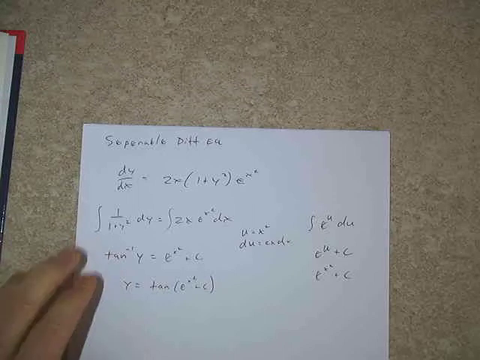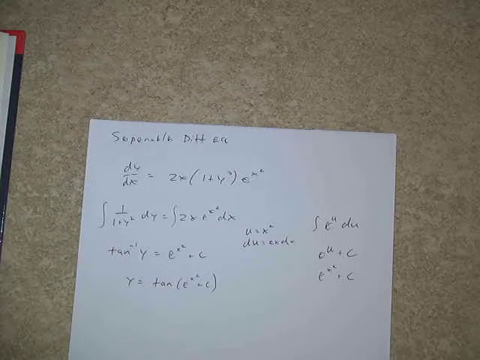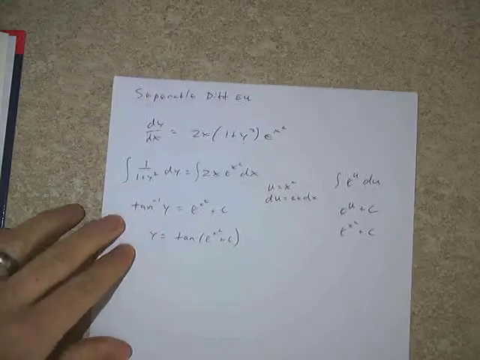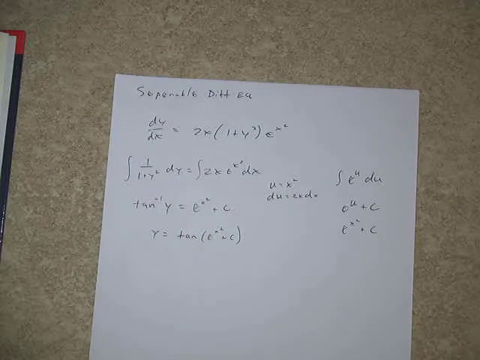Now in this case, they didn't give us an initial condition, so there's really no way to find c. Okay? Ultimately, we get a family of functions whose derivative is what we started with up above. Okay? All right. Now, the question might be, is there any way to verify that?